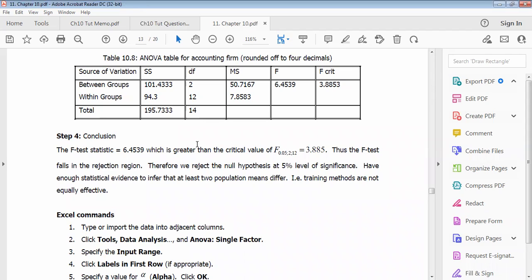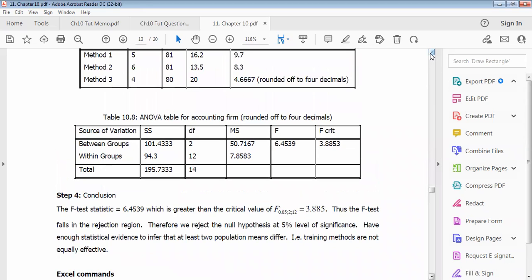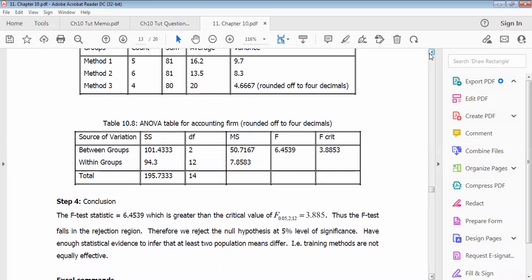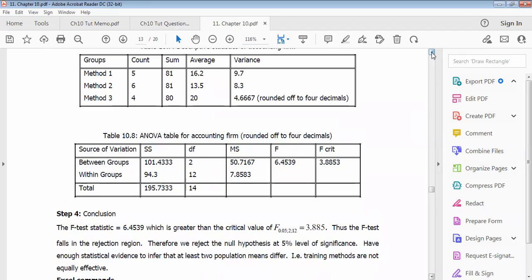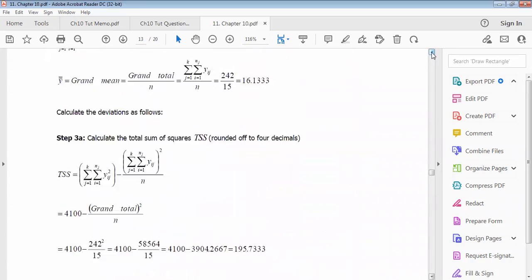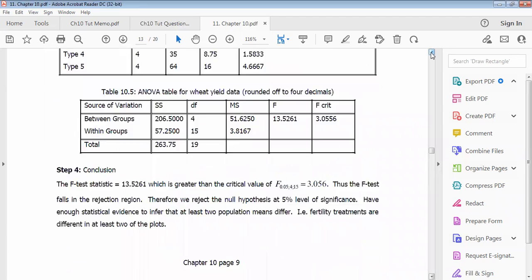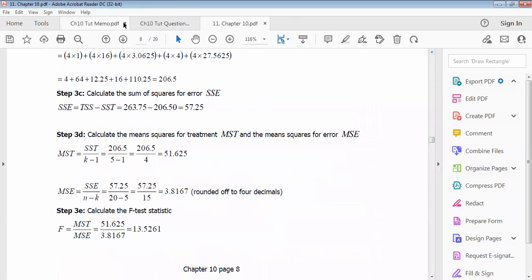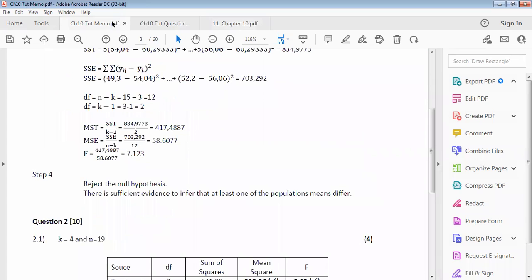But oh no, sorry, the other way around. If the F test is greater than the critical value, then we reject the null hypothesis. So if your F test is greater than the critical value, you reject. The null hypothesis says there's not enough evidence to show that the means differ. If you reject the null hypothesis, that means your alternative hypothesis is right. The same with our question here.